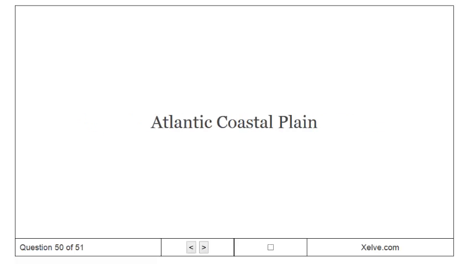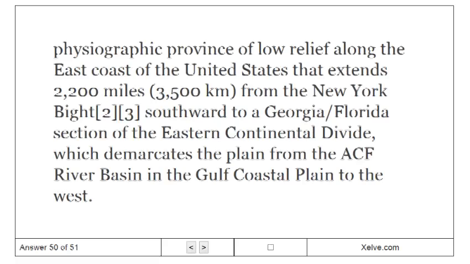Atlantic Coastal Plain. Physiographic province of low relief along the east coast of the United States that extends 2,200 miles from the New York Bight southward to a Georgia, Florida section of the eastern continental divide, which demarcates the plain from the ACF River Basin in the Gulf Coastal Plain.